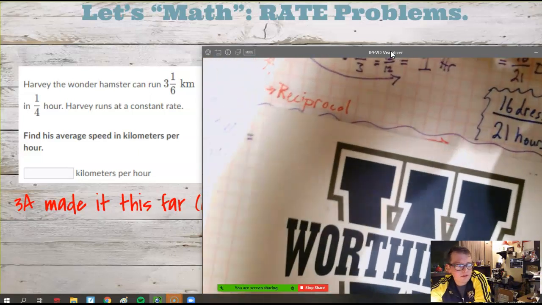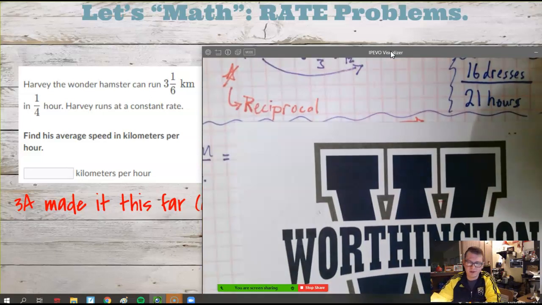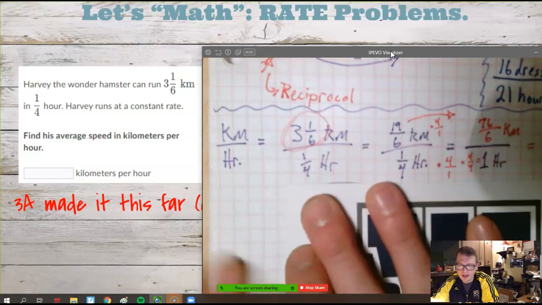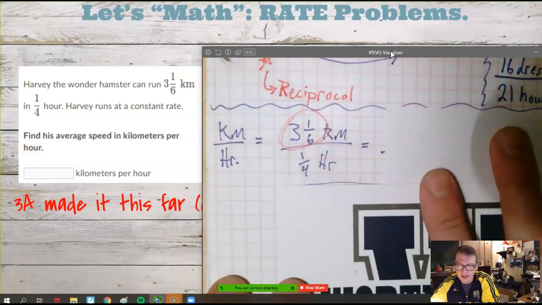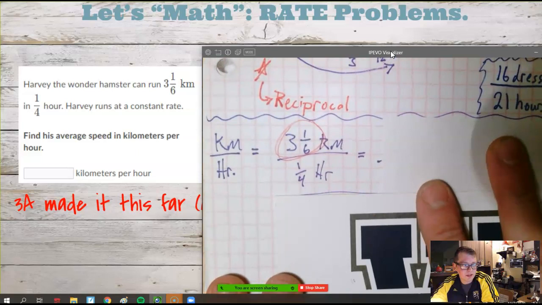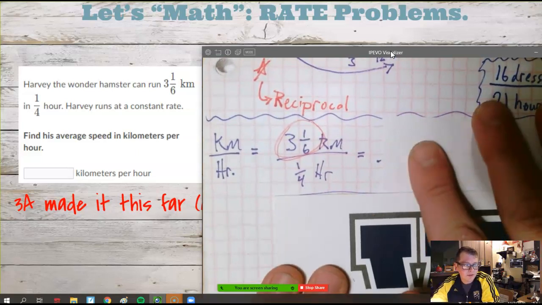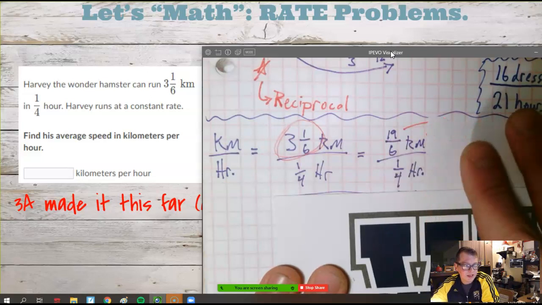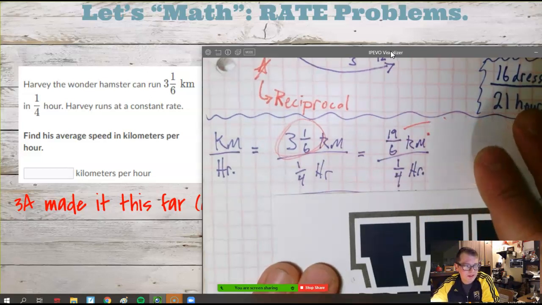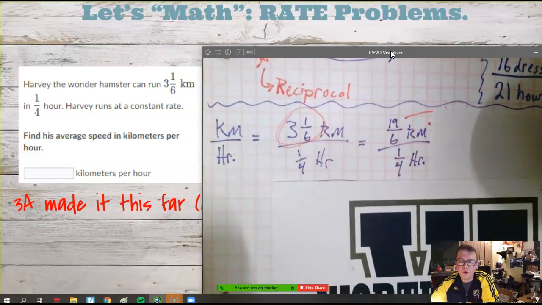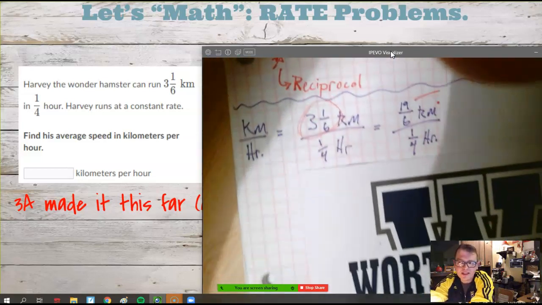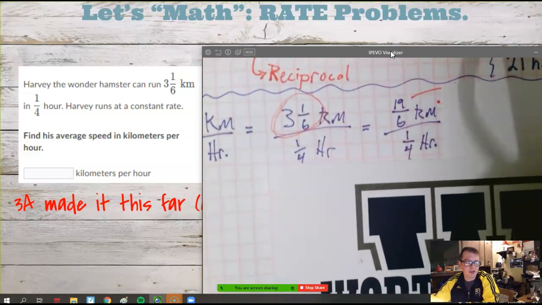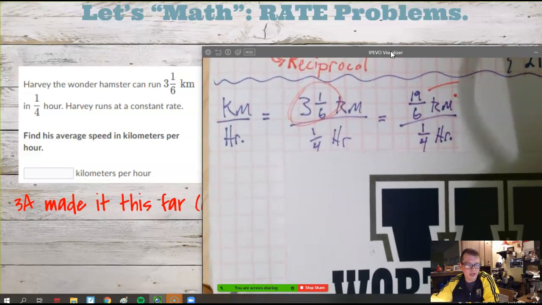What do I need to do? There we go. I was trying to figure out what to do with my camera. So kilometers over hours, then we fill in the numbers that we have. 3 1/6 is our amount of kilometers. 1/4 is our amount of hours. 3 1/6 is messy though, so make it an improper fraction. For what I have shown right here, sorry, I'm moving my camera a little bit so I can see the rest of the notes. For what I have shown right here, does anyone have questions?